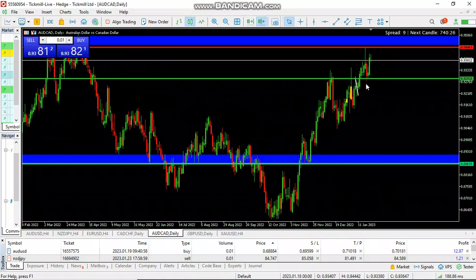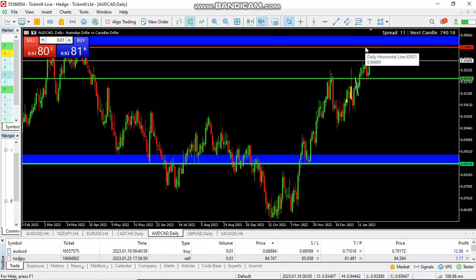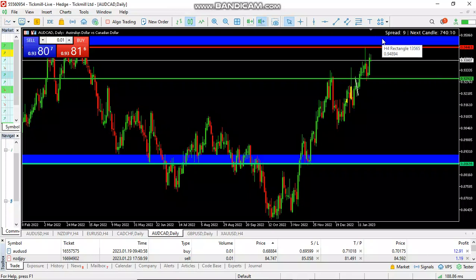The Aussie CAD, it got rejected off this level, so I'm waiting for it to maybe go back into this level. That wasn't a solid rejection in the level yet, so I think it's still making its way up to this level. So I'll wait for price action to go into this level of supply and demand, then I will take a sell position and see how it goes.